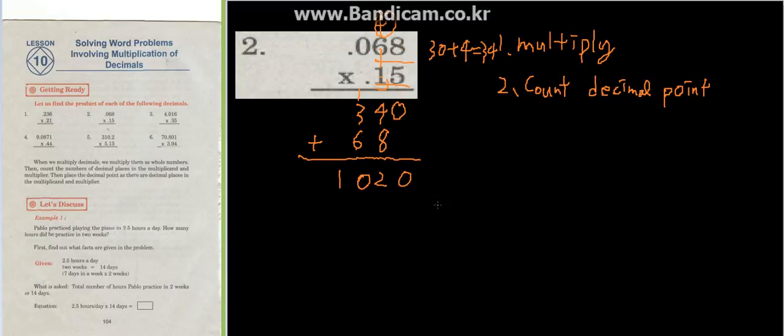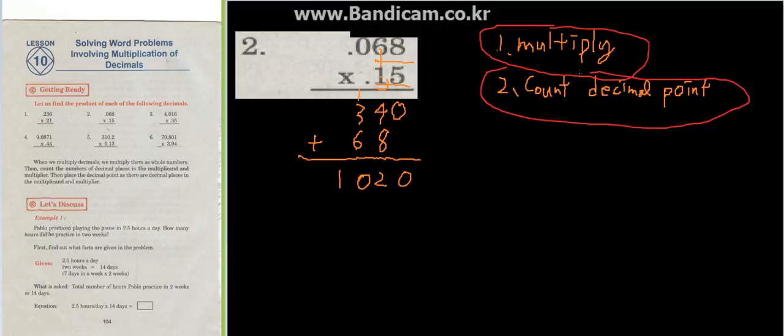Now I'm going to change the color to red, also erasing these. So we have done the first step. Right here we have done multiplying these two numbers. Now we go to the second step of counting decimal points.